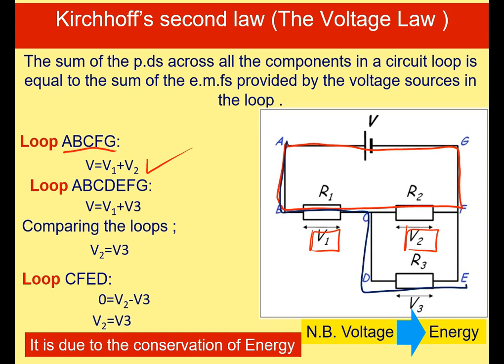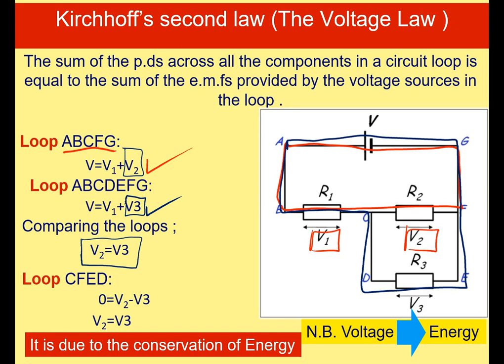So the second loop is this one. So this is our second loop. In this loop, if we apply Kirchhoff's second law, we will find out that V1 plus V3 is equal to V. So this will be satisfied. And by comparing these two loops, we will find out that V2 is equal to V3, because you can see from here we have V, here we have V1. Only difference here is V2 and V3. So it means these two also have to be equal. So by comparing, we can find out this one.